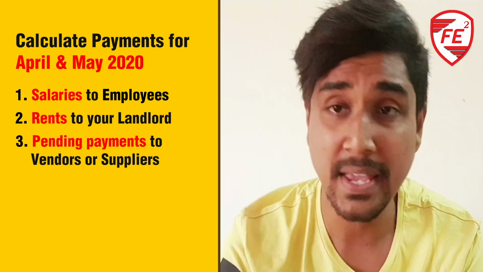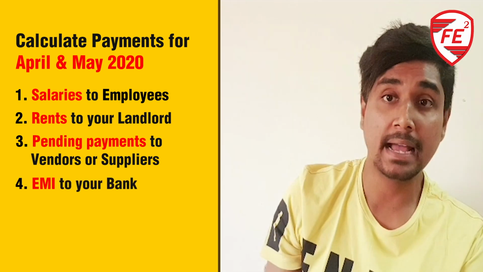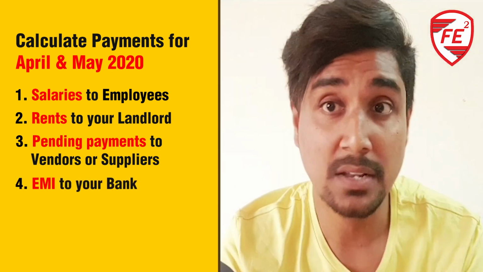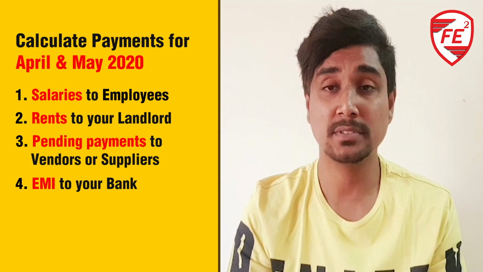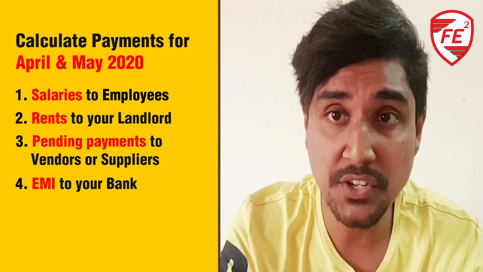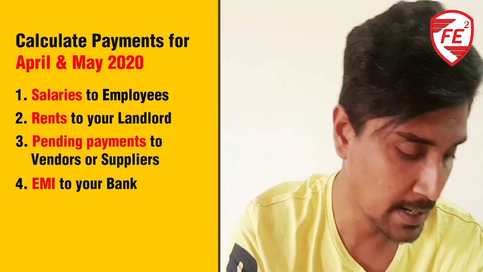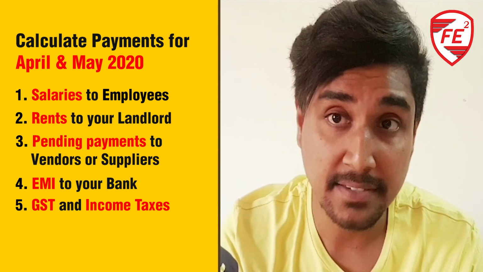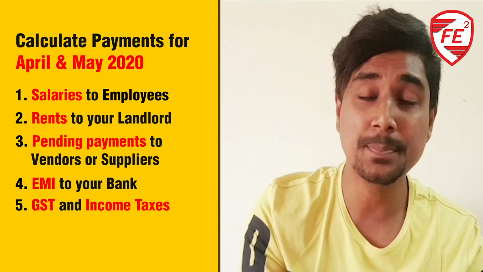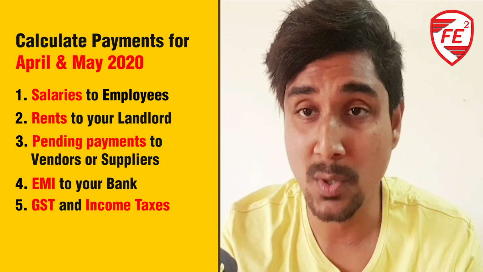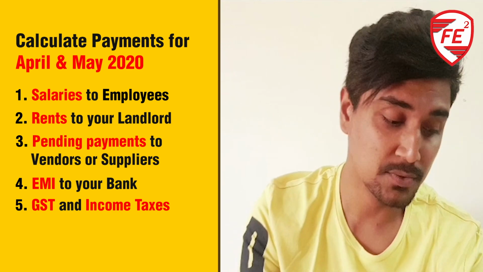Next, you have to calculate the interest and EMI which you have to pay to your bank every month. Most businesses will somehow borrow money from the bank, so most businesses will have an EMI each month. So calculate the EMI and the interest you have to pay to the bank every month. Then finally, GST tax and income tax. So calculate how much GST you have to pay for the previous month. Then income tax for the quarter, because the year is ending on March 31st, so calculate that.